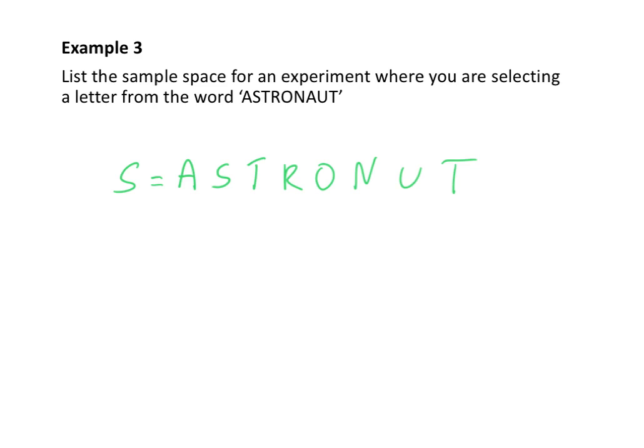Remember, I only list each letter once in the sample space. So if the letters appear more than once in the word, you only list them once. So there are 3 examples of how to list the sample space for a given experiment.